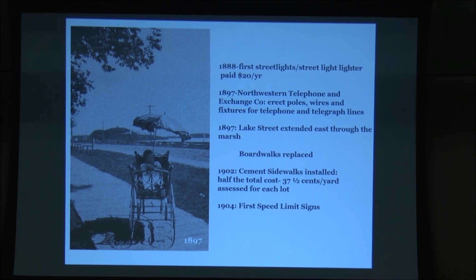In 1897, we're going to start putting in the poles and wires and everything needed for a telephone system. First telephone comes in about 1906. Also in that same year, 1897, we're going to start thinking about extending Lake Street east of Broadway Avenue. And right now, everything east of Broadway Avenue is very swampy and very marsh-like. So it's quite an endeavor to actually lay a road that's going to be going through all of that wetland.